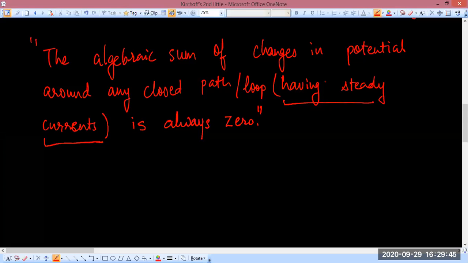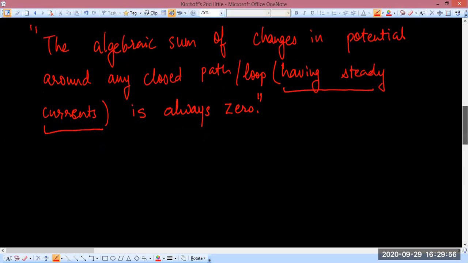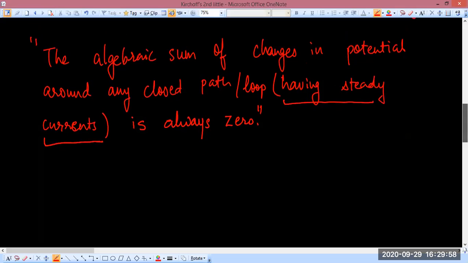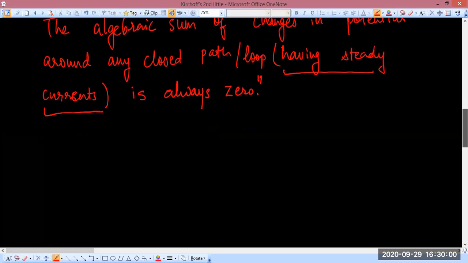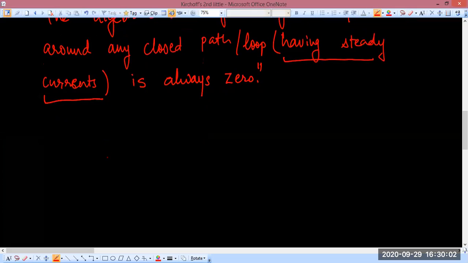So algebraic sum of changes in potential around any closed path or loop is always 0, right? See, remember, let me explain what this loop means, then we'll talk about that exception, when this doesn't happen, right?